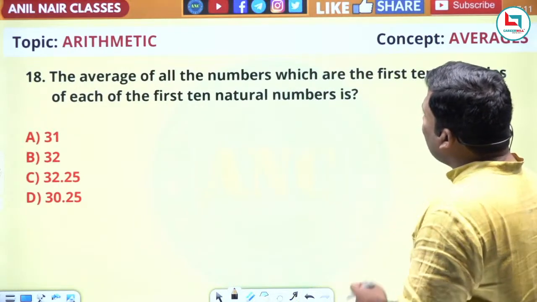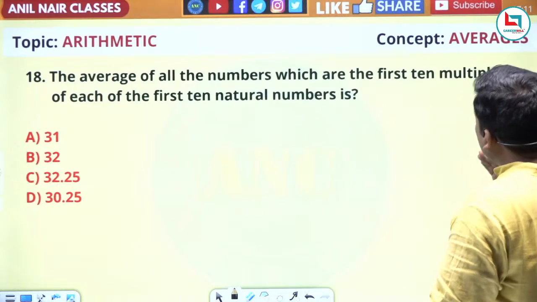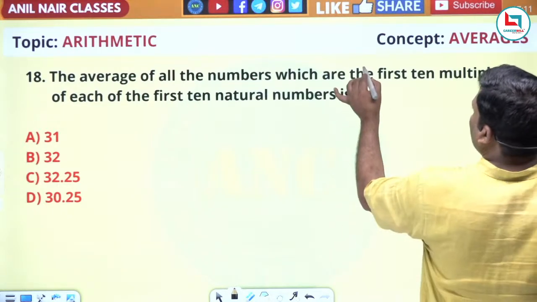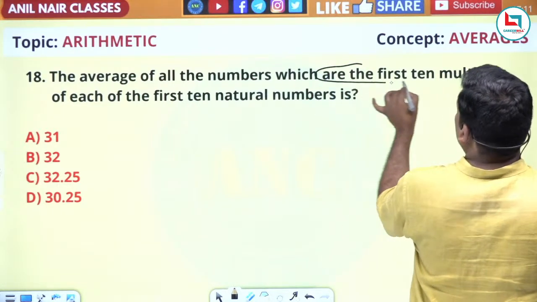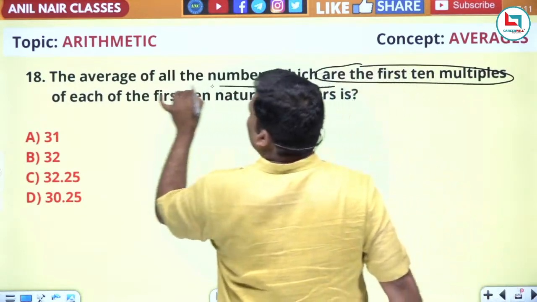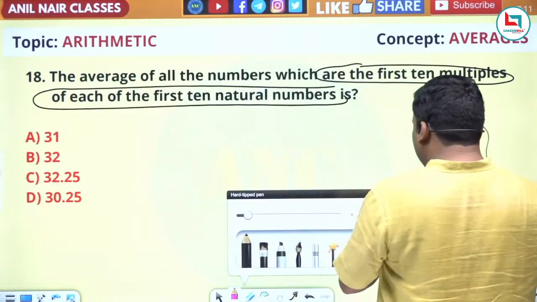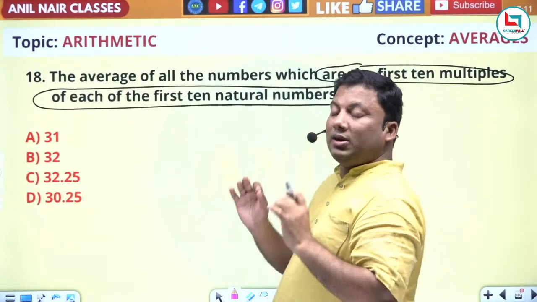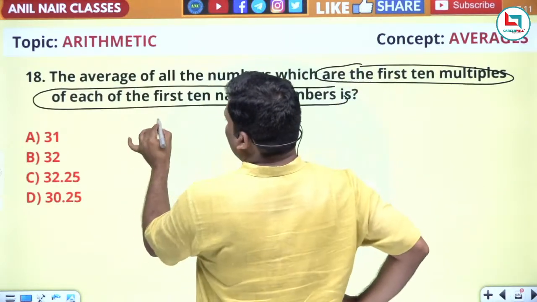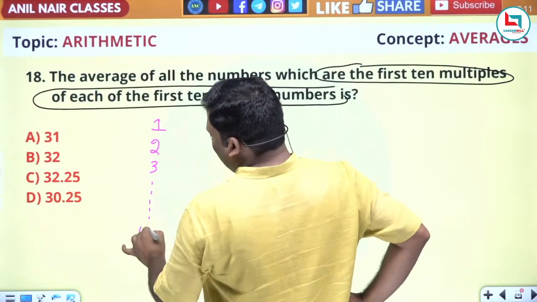The average of all the numbers. Okay, I need to find out the average. Which are the first 10 multiples of each of the first 10 natural numbers? Natural numbers start from 1. So 1, 2, 3 and so on up to 10.